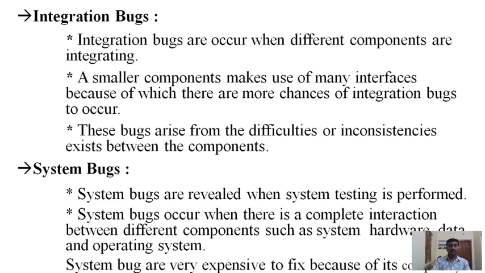System bugs are very expensive to fix because of their complexity. They are very expensive because it is a large system. So if you find the bugs, fixing them is very difficult. So this is the concept of system bugs.